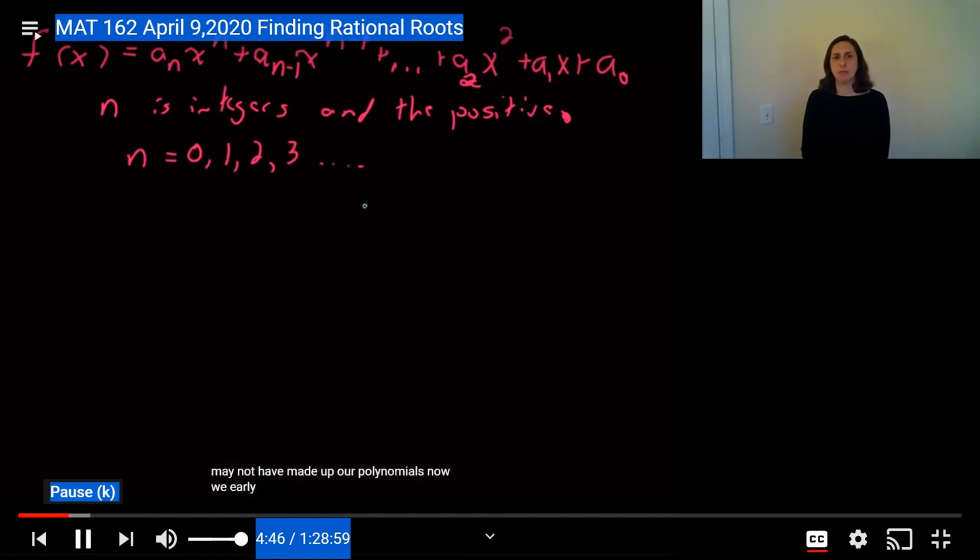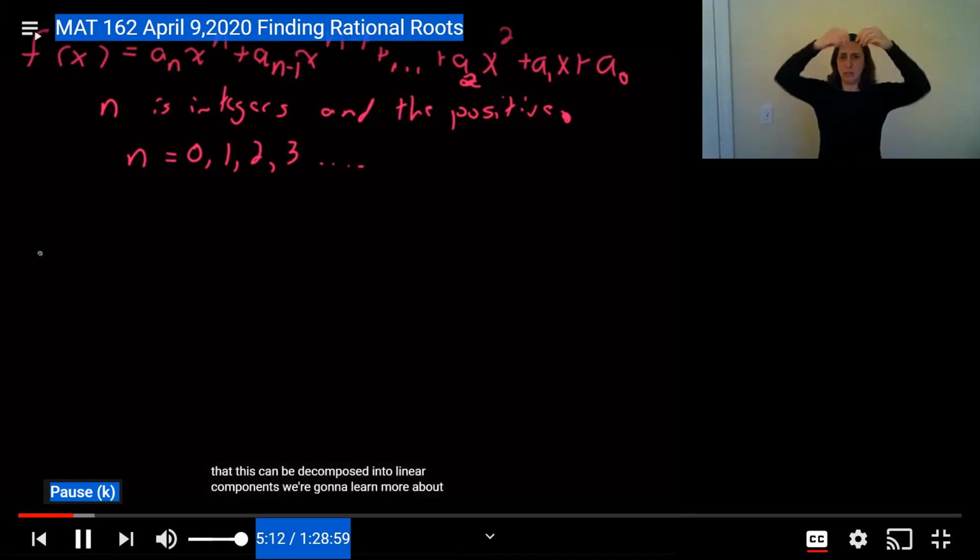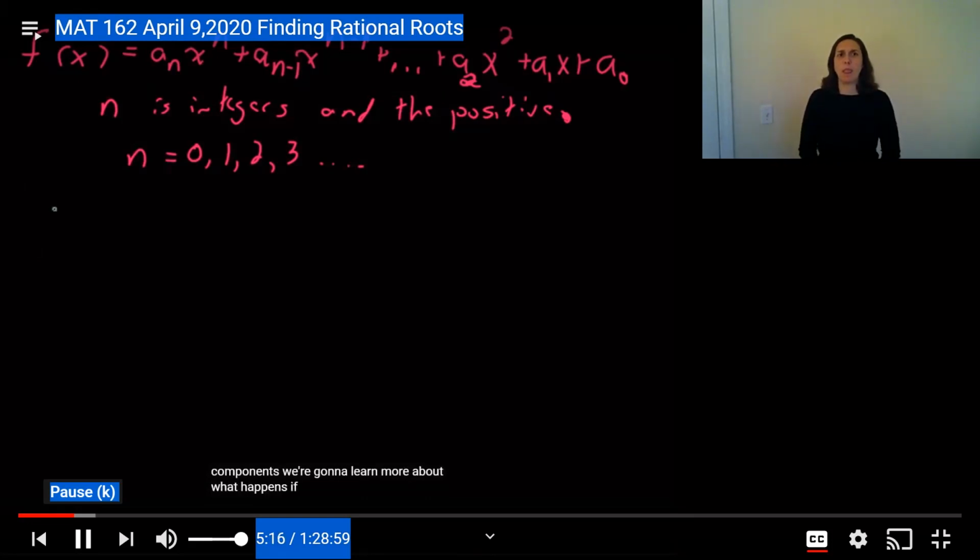Now, we early on looked at a constant function, linear functions, and quadratic functions. And what we found with the roots, the complete factored form, is that this can be decomposed into linear components. And we're going to learn more about what happens if there's a nonlinear component, which is our friend the imaginary numbers coming back in.